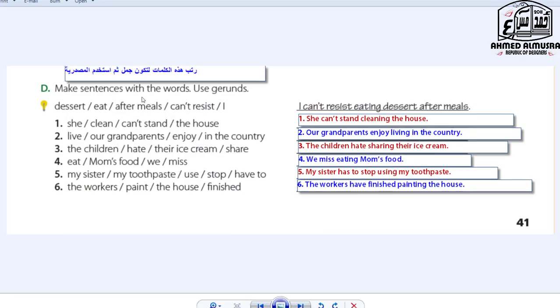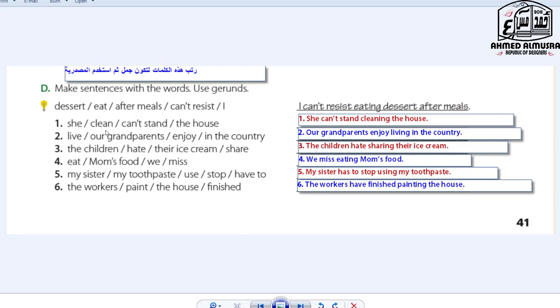Make sentences. We're going to rearrange them. Now here, rearranging them. Make a sentence with the words. Use gerund. Okay, look at here. Dessert, eat, after meals, can't resist, I. Okay, I can't resist eating dessert after meals.